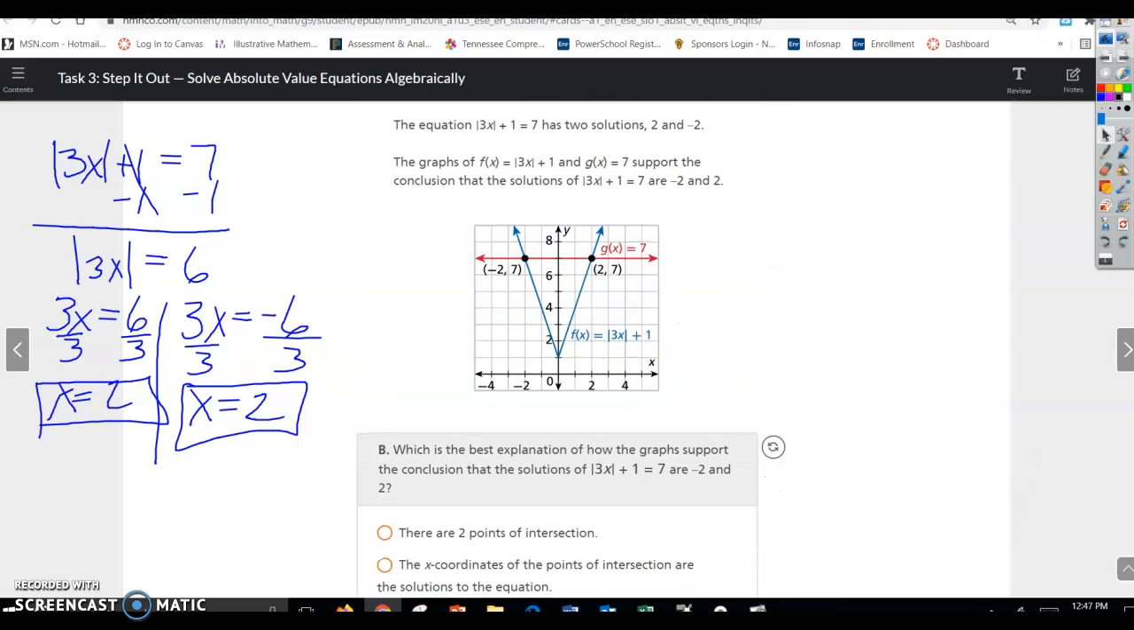So the first one should be the answer because it has a variable in it. All right, the equation absolute value of 3x plus 1 equals 7 has two solutions, 2 and negative 2. The graph of f of x equals absolute value of 3x plus 1 and g of x equals 7 supports the conclusion that the solutions are negative 2 and 2. So remember in the last task, we showed that the x values of the intersection points are the solution. So when you graph that, you can see that negative 2 and 2 are the solutions.